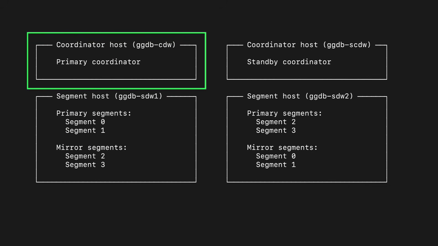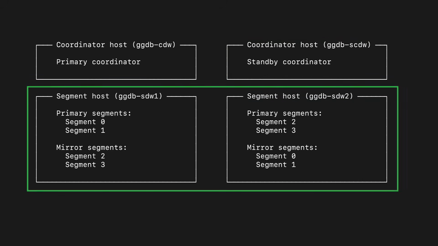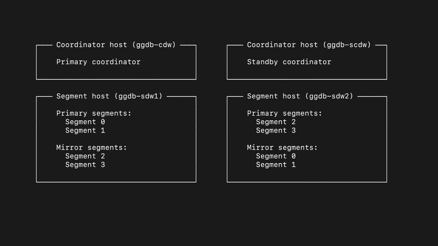One host will serve as the primary coordinator, another as the standby coordinator, and the remaining 2 will act as segment hosts. Each segment host will run 2 primary and 2 mirror segment instances. For example, segment 0 and segment 1 will be located on the first segment host, while their corresponding mirrors will reside on the second segment host to ensure high availability.